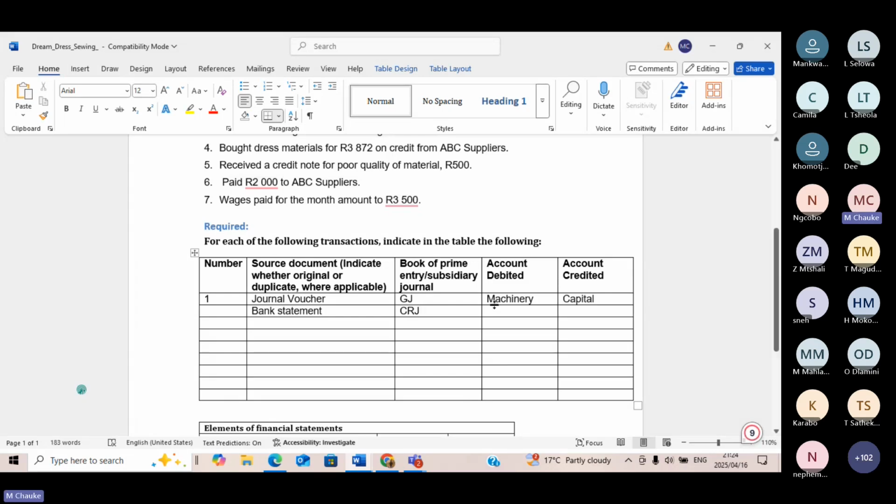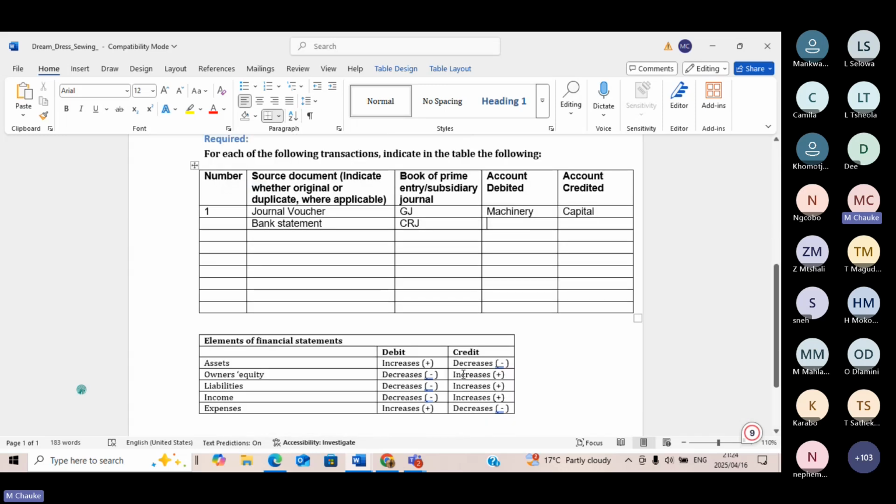And then now, when we come to this side, we have received the money. So in this transaction where the owner is contributing money, we are going to have bank and capital, right? So bank is going to be debited. Why? Because the bank is an asset, and there's an increase in money into the business. So bank is increasing, and whenever an asset increases, according to the elements, we must debit. So we're going to debit our bank right there.